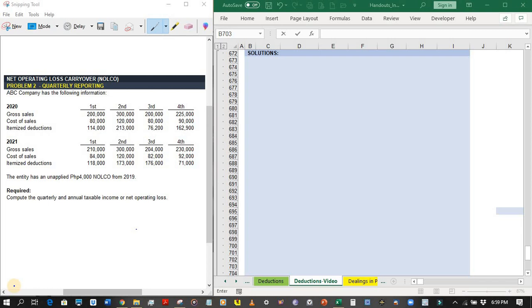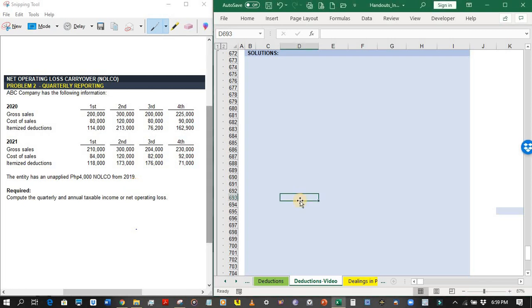First, let us compute the first quarter taxable income in 2020. Additional information states that the entity has an unapplied 4,000 pesos NOLCO from 2019, which means that the 2019 annual income tax return reported a net operating loss of 4,000 pesos.